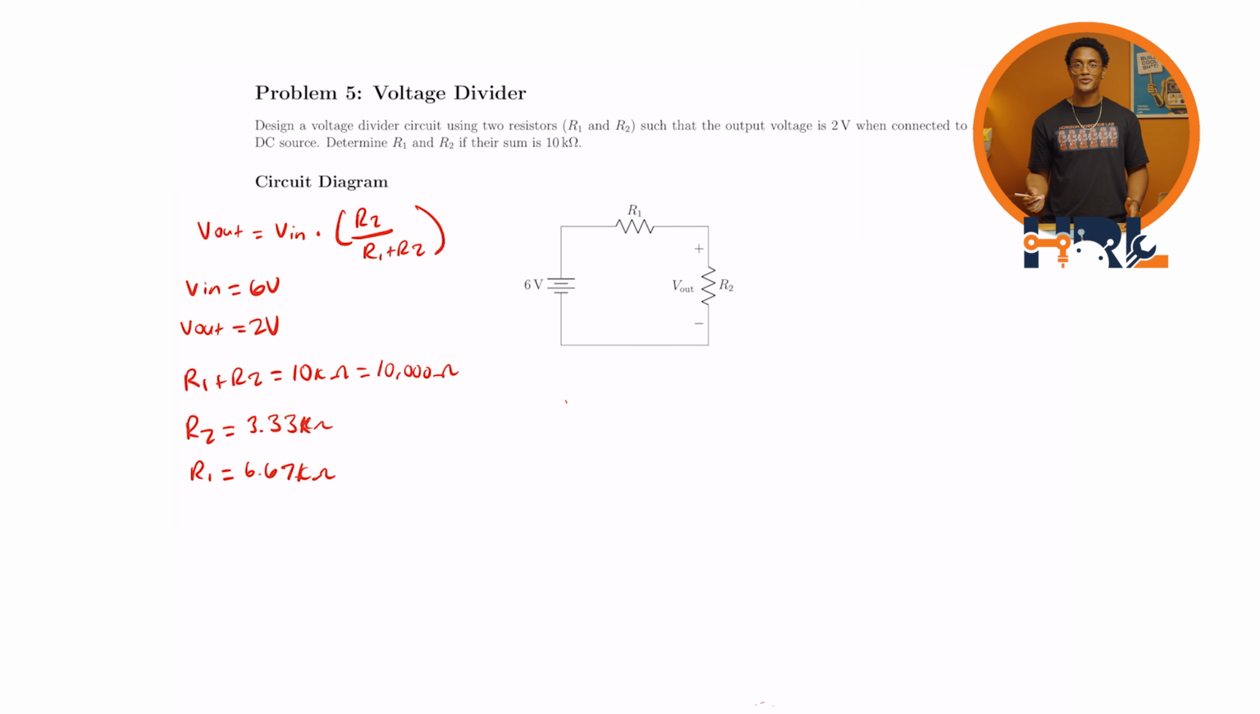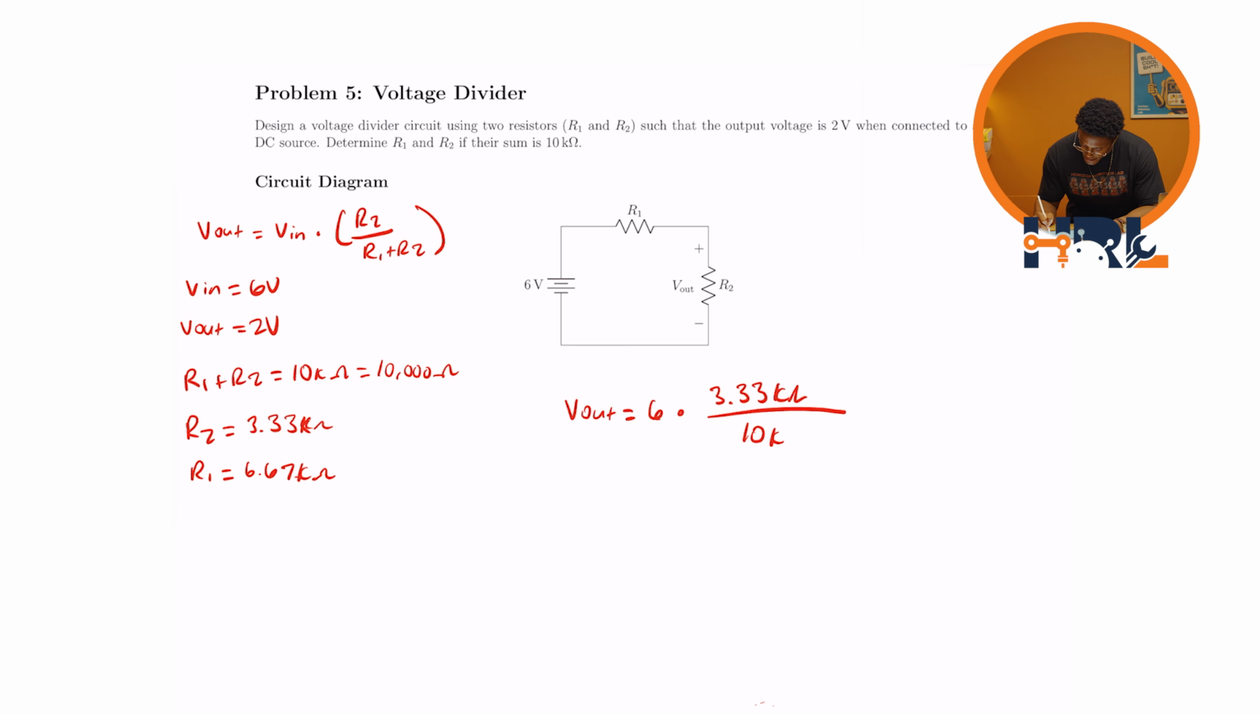Great job. Now let's do a quick check before moving on to the next problem to see that we do get the actual output voltage that we're desiring. So using the voltage divider equation, we have V out is equal to 6 times 3.33 kiloohms divided by 10 kiloohms. And that is equal to 2 volts. 2 volts, exactly what we were expecting. Very nice. The key takeaway here is always, always, always trust your voltage divider equation. When you're using the equation, you can solve for your R1 and R2 values so long as you know what the total resistance can be.